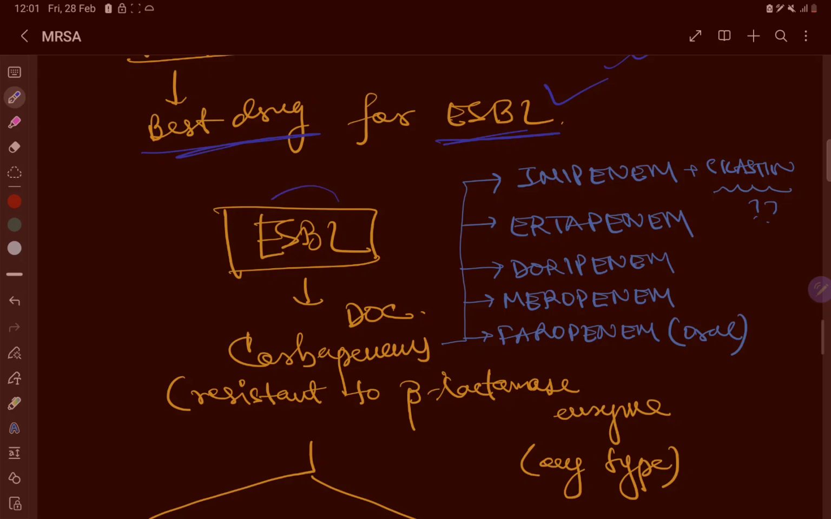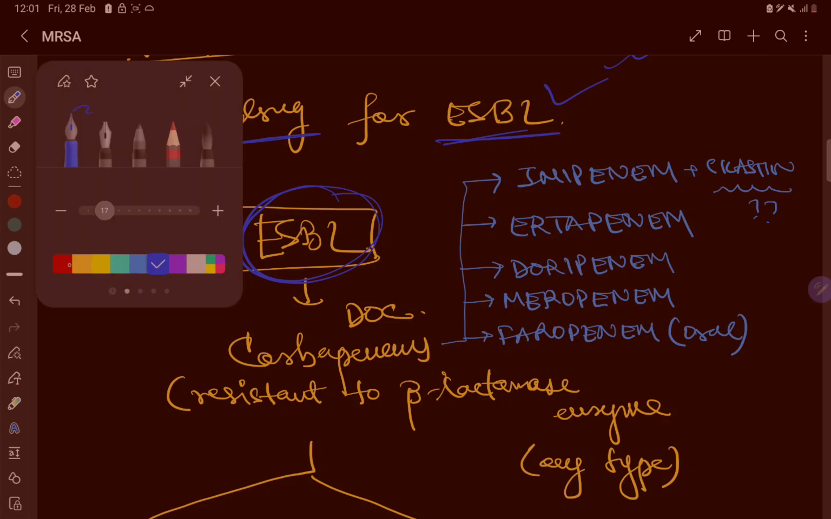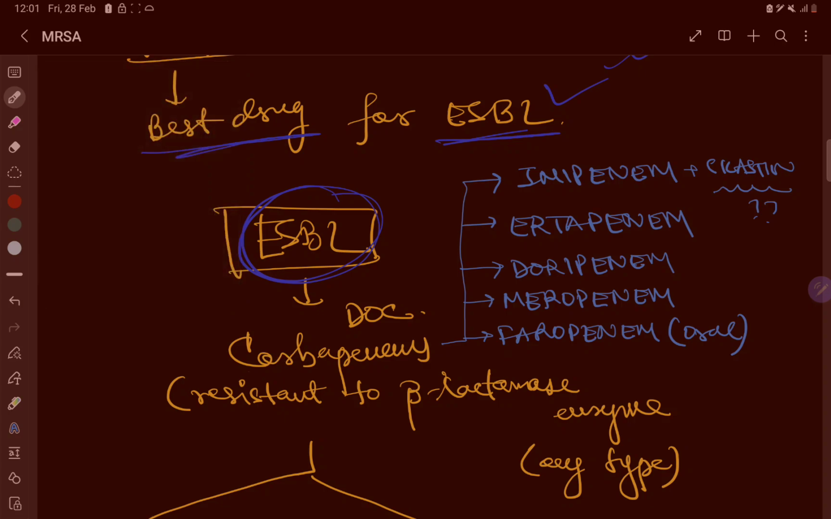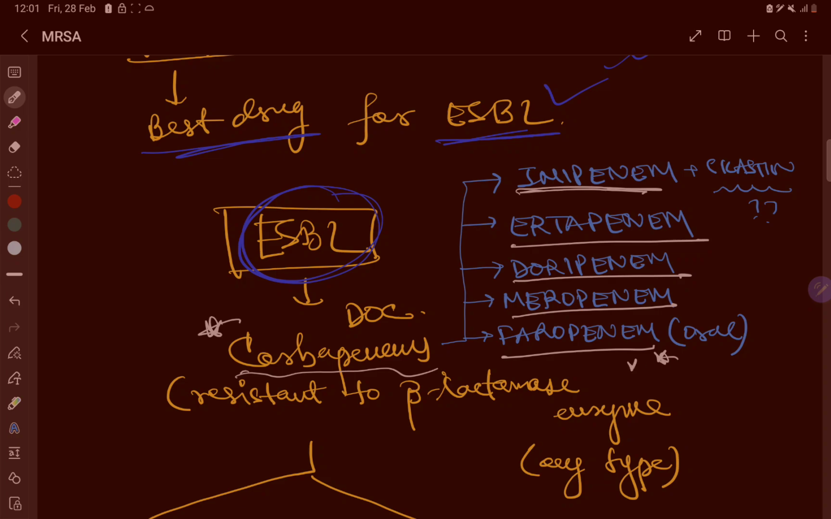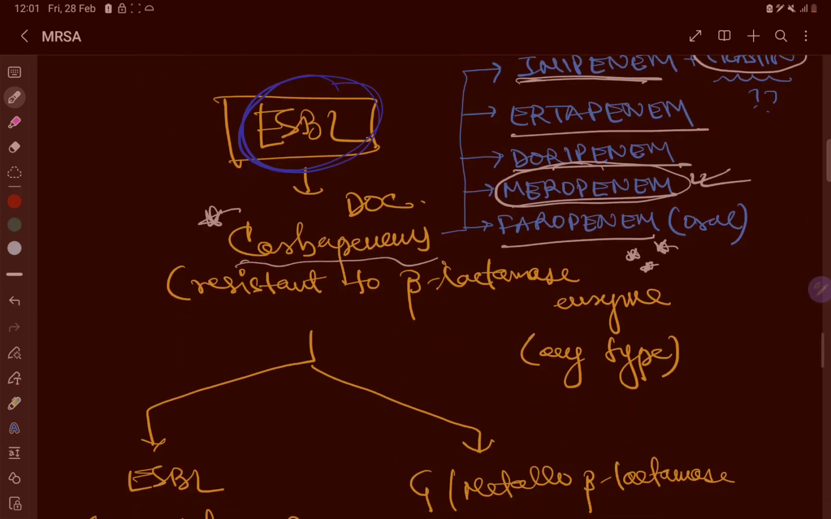Now suppose these are also resistant, what we do, what you have to understand is we give carbapenems. Carbapenems include imipenem, ertapenem, doripenem, meropenem and faropenem. Faropenem is the oral one. Cilastatin is used with imipenem to avoid the resistance, okay, and the combination we'll discuss later. But meropenem is used a lot in our hospital settings, that we have to understand.